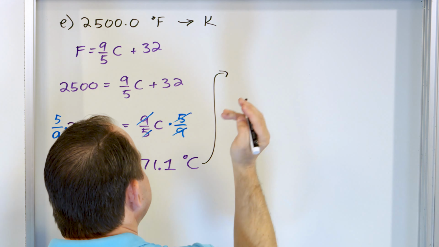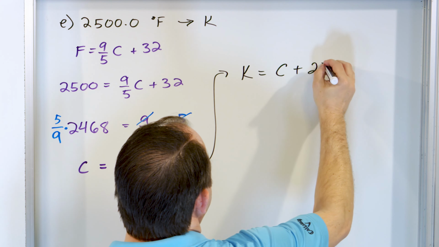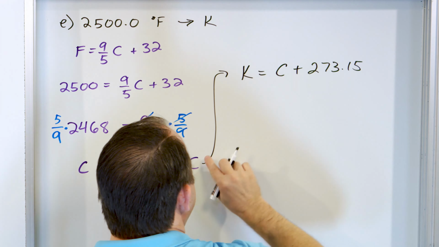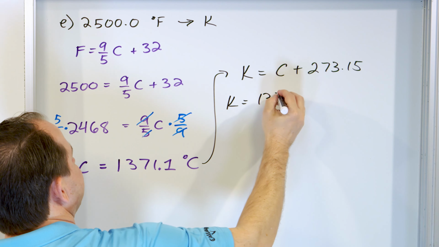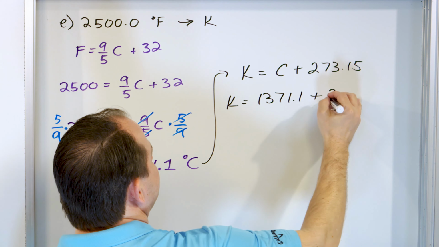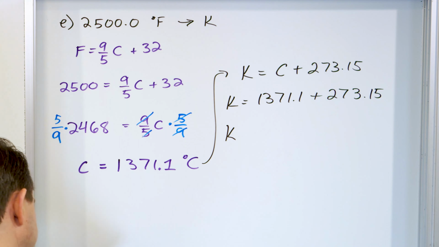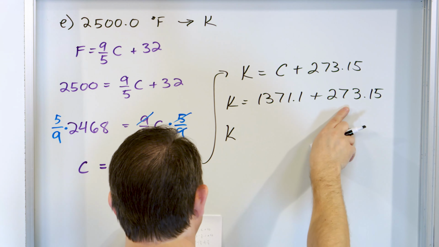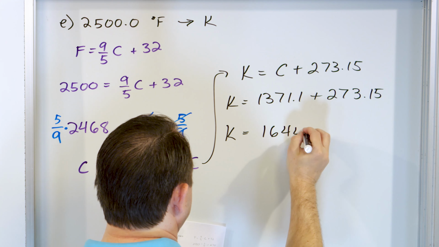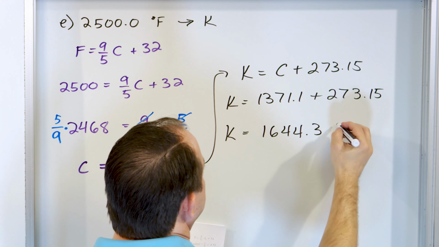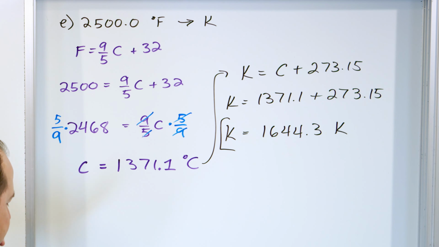So what is the relationship there? Kelvin is bigger. How much bigger? It's the Celsius plus 273.15. And now I know this number. So the Kelvin temperature is going to be 1371.1 plus 273.15. And so the Kelvin number, 1371.1 plus 273.15, is 1644.3. And that's rounding, of course, and that's Kelvin. Now, you don't usually put a degree symbol there, so just kind of write it with a K.